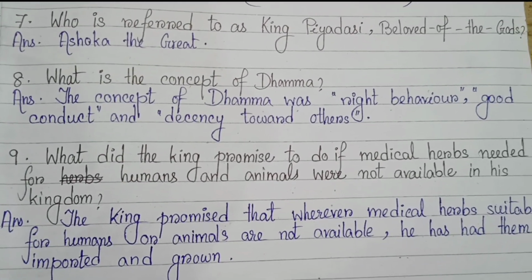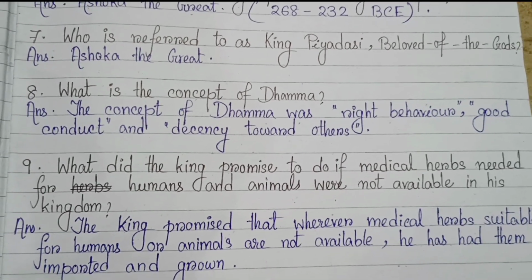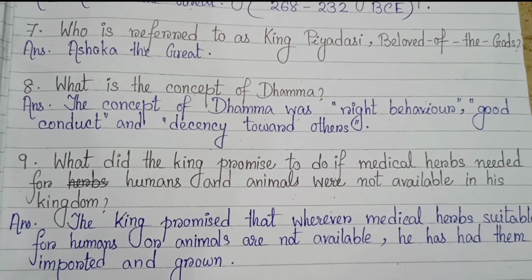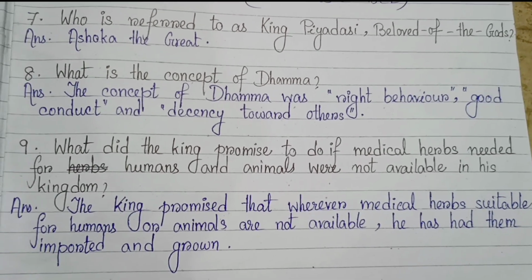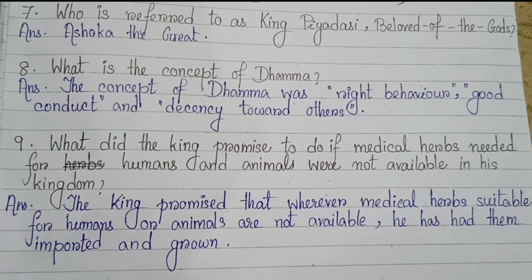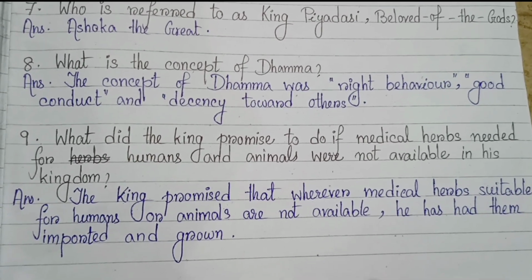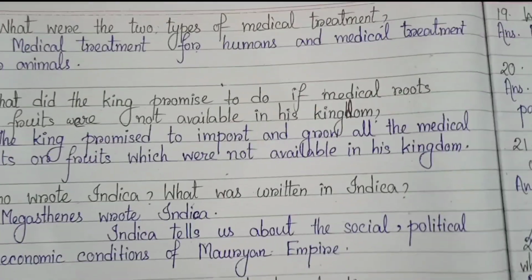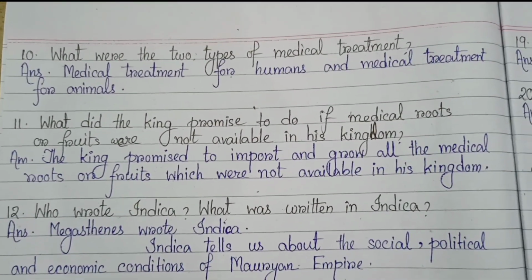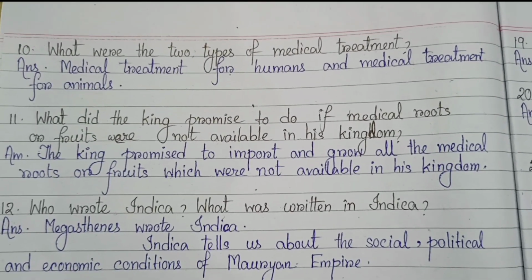Number 9, what did the king promise to do if medical herbs needed for humans and animals were not available in his kingdom? The king promised that wherever medical herbs suitable for humans or animals are not available, he has had them imported and grown. Number 10, what were the two types of medical treatment? Medical treatment for humans and medical treatment for animals.